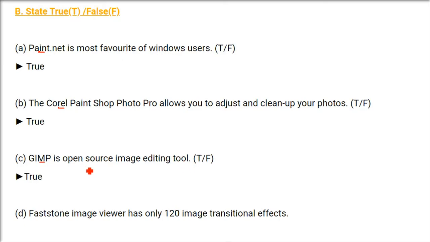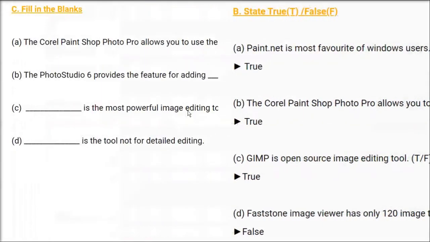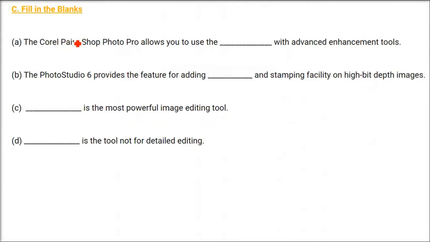GIMP is an open source image editing tool. We have already seen it's open and free source. FastStone Image Viewer has only 120 image transition effects. This is wrong, because it has 150 plus, as of now I'm saying.